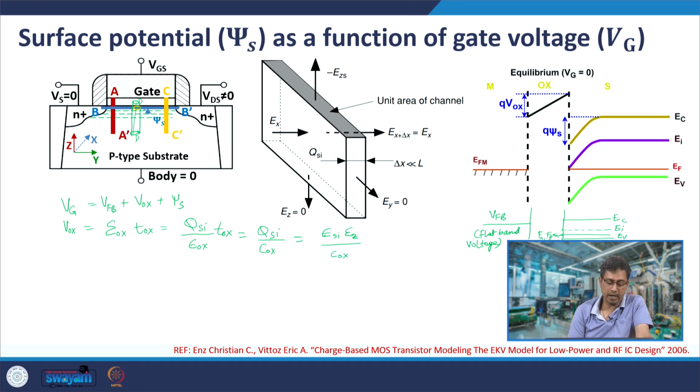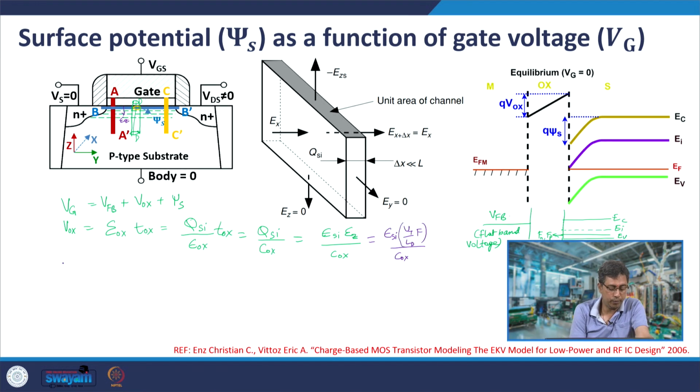So Ez is the electric field at the interface. Ez is the value of electric field at the interface. So what is this Ez equal to? This is equal to epsilon silicon, looking at the value of F. We are using the definition of F that we had.